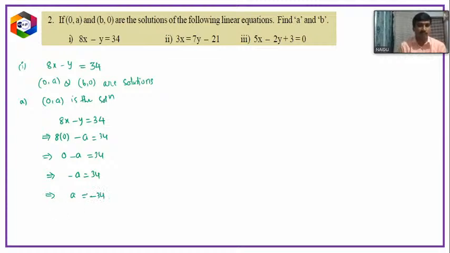So from this, we got the value of a. This is the first part, and one more part is given: (b, 0) is also a solution. If it is a solution, once again we can substitute this in the given equation.